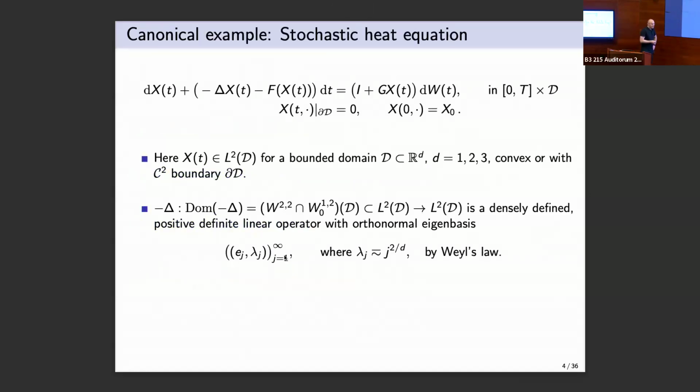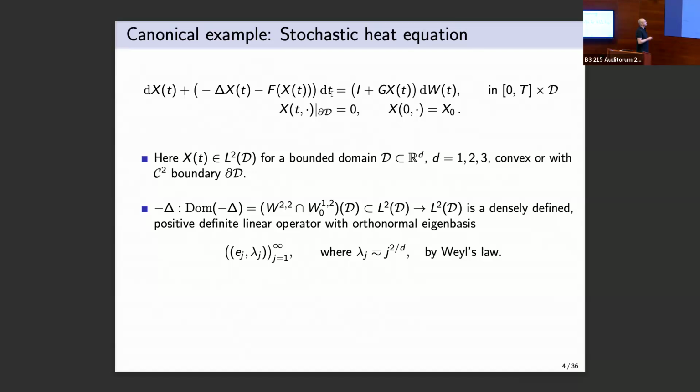Okay, so a canonical example of the kind of equations we look at is a stochastic heat equation that is given on top here. You should now think of capital X as a function both in time and space, so both in t and x. Here x belongs to some domain D, which is a subspace of R^d, and it's convex, or at least it has C2 boundary. I assume zero boundary conditions, and I assume that the initial condition is given.